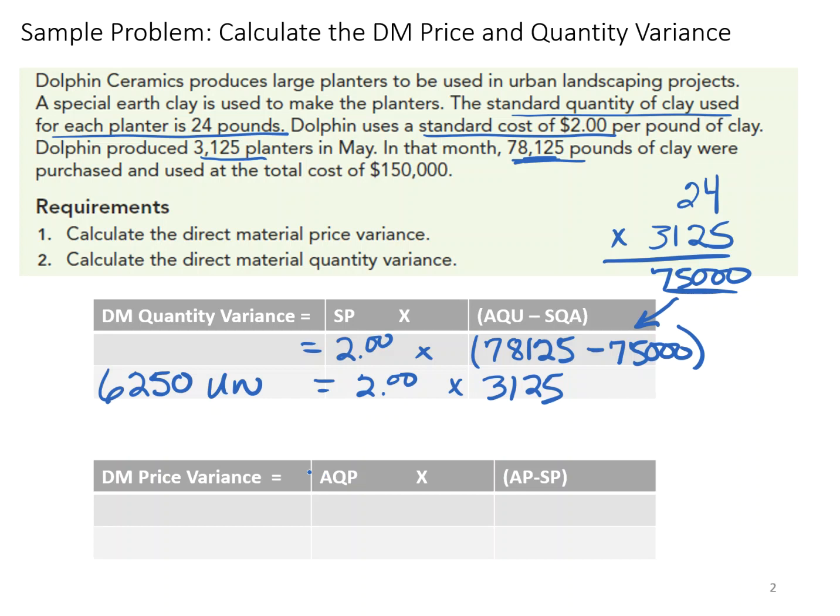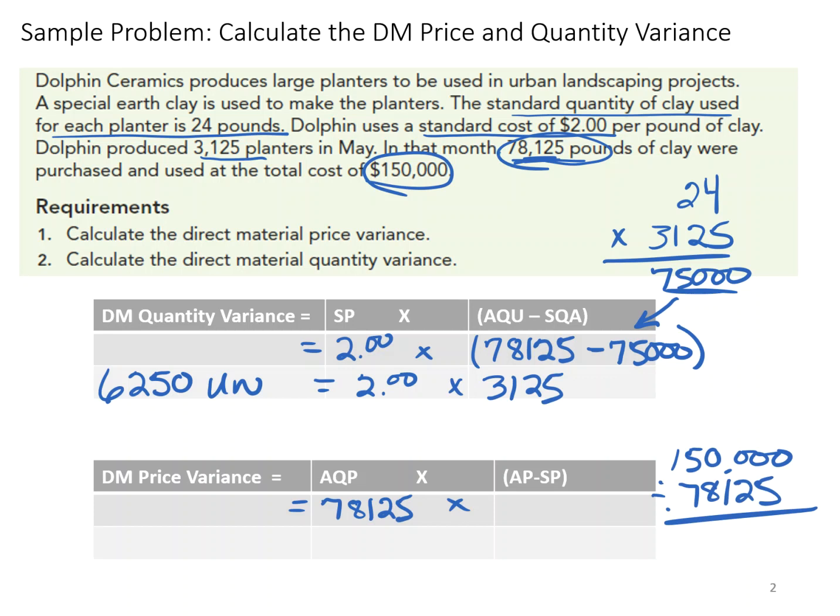Now let's go ahead and shift down to the price variance here. So we know that the actual quantity was 78,125. And let's look at the price. Well, what did they actually pay? We'll have to work backwards and figure that out, because it says they paid $150,000, which we see right here. And again, they used 78,125 pounds. So let's do that calculation here real quickly. And it looks like that comes out to $1.92.